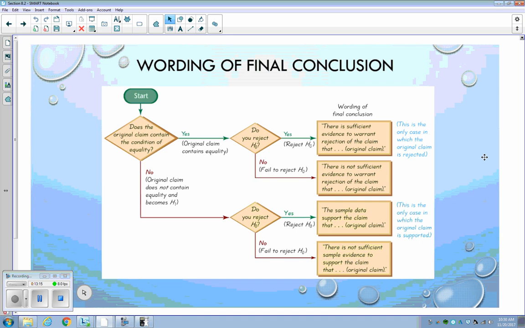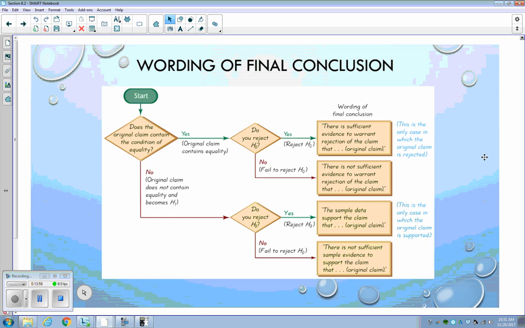So this is how we do our claim. First, we go back. Does the original claim contain the condition of equality? Did this one? Yes, the proportion is equal to 13%. It was very clear it did contain equality. So I'm going to go yes, that it contained equality. Did we reject? No, so we failed to reject. So how we're going to put it here: there is not sufficient evidence to warrant rejection of the claim that there are 13% brown M&Ms.